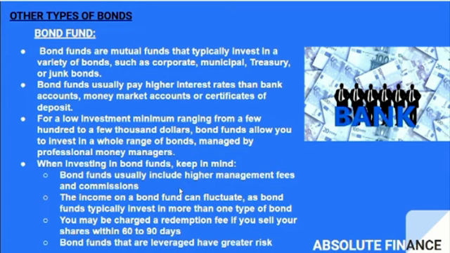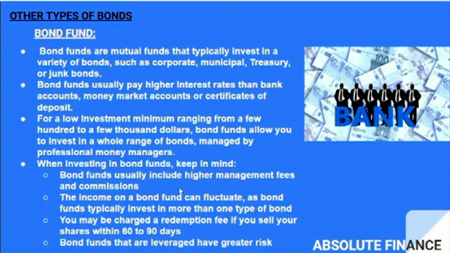Let's go on. The income on a bond fund can fluctuate, as bond funds typically invest in more than one type of bond. Maybe they invest in a variety of bonds, and the corporate bond tends to pay higher, but unfortunately it goes bankrupt. You see that first of all it has fluctuated higher, but because one particular bond or multiple bonds have gone bankrupt, the price will have to go down. So it fluctuates.